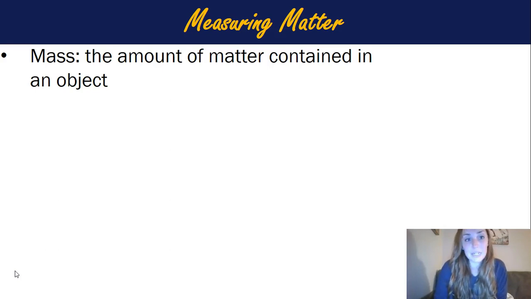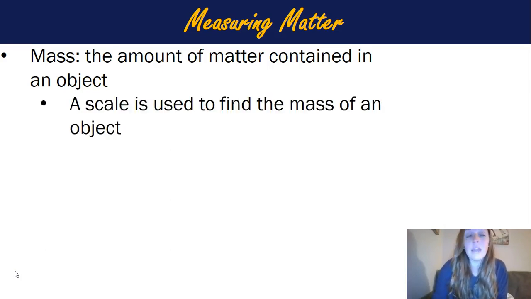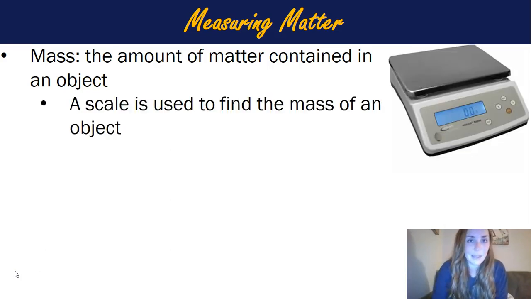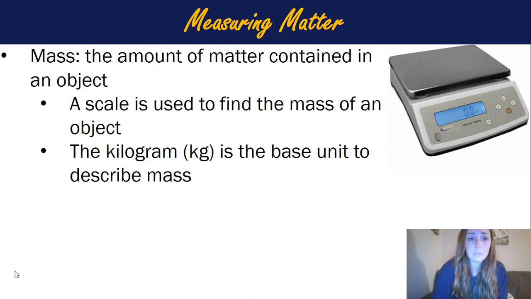Mass is the amount of matter contained in an object. In the lab, we use a scale to find this. We've used a scale before. You can also use a triple beam balance. We'll do that a little bit, but mostly we're going to use the electronic scales in this class. The kilogram is the base unit to describe mass. What's funky about this is if you notice, it has a prefix, not just one letter, the kilo is in front of it. This is the only technical base unit that has a prefix included.